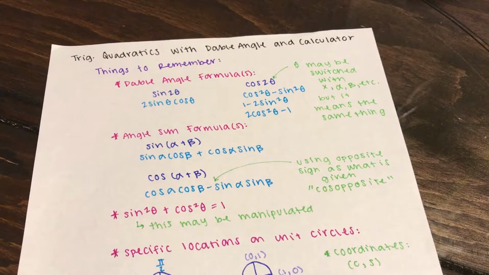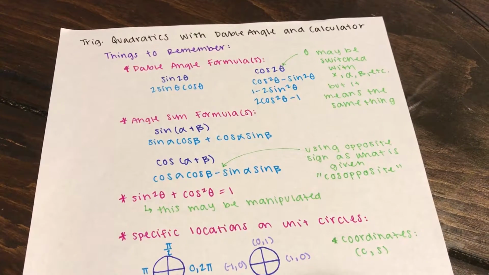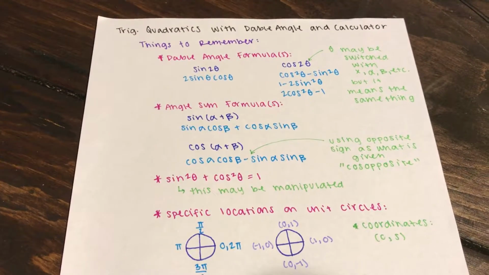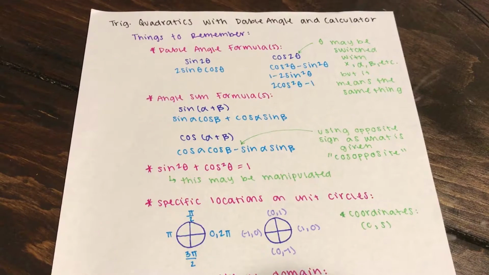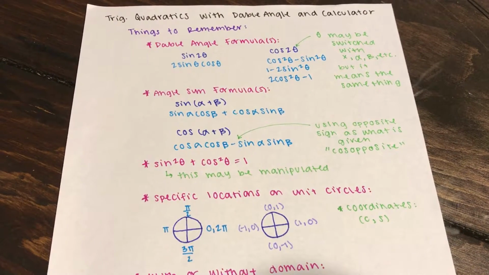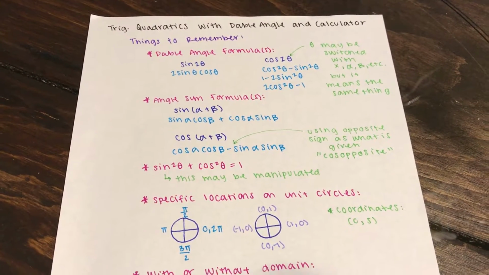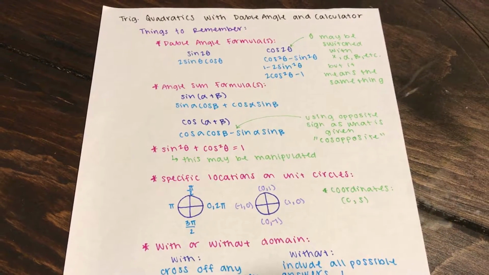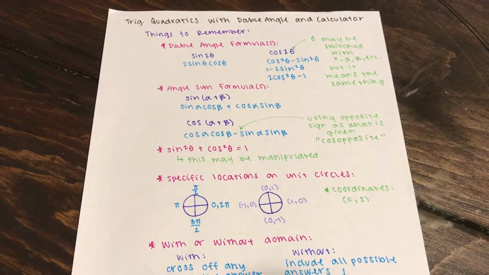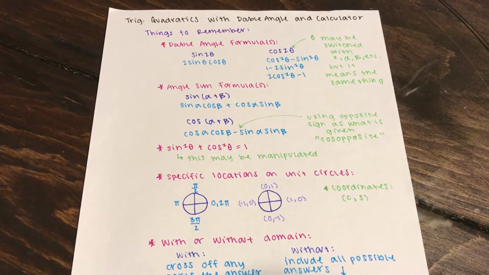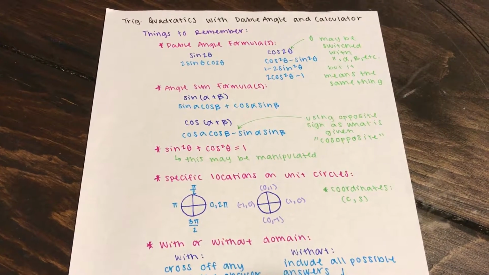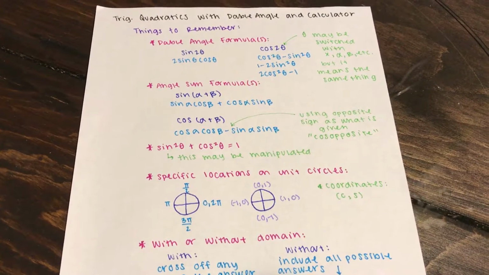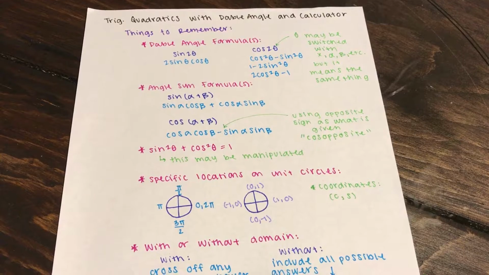You will also need to remember the angle sum formulas, and that for sine it goes sine, cosine, cosine, sine, and for cosine it goes cosine, cosine, sine, sine. And when using cosine, you need to use the opposite sign of what is given, and as Mr. Reader likes to say, it is the cos opposite. You also need to use the equation of sine squared plus cosine squared equals 1, and that this equation may be manipulated in many different ways, such as cosine squared equals 1 minus sine squared.